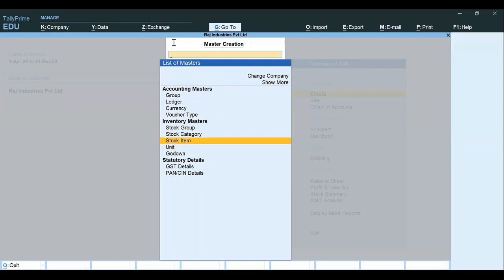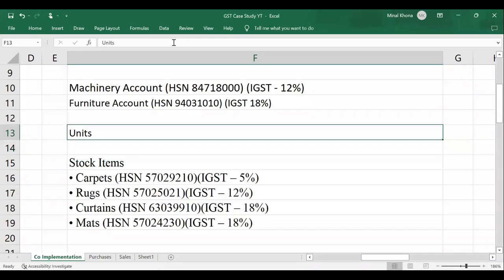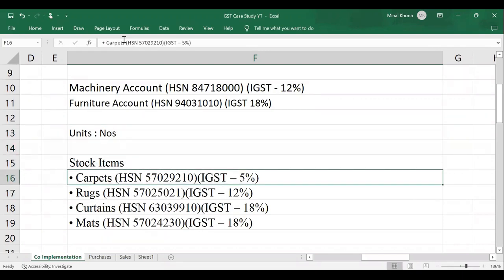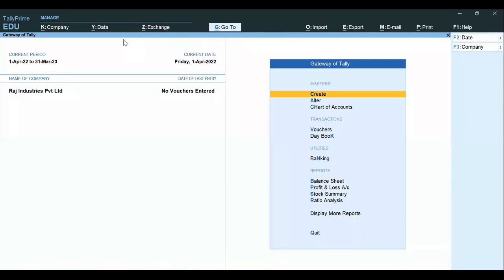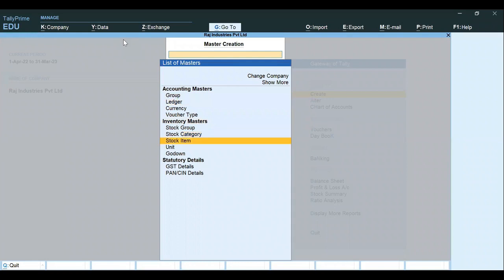So now the next detail which we are going to create, the next are the stock items. All right, let's see what is different in the stock item. So the first stock item which I'm going to create is carpets. Now here I can see Gateway of Tally, create stock item.